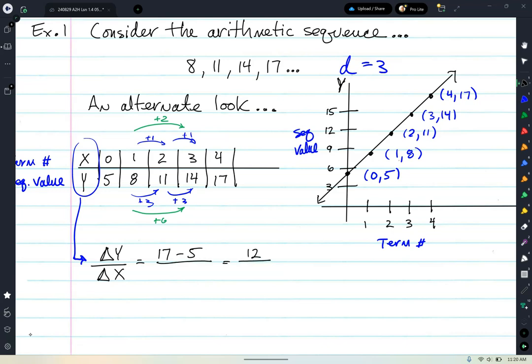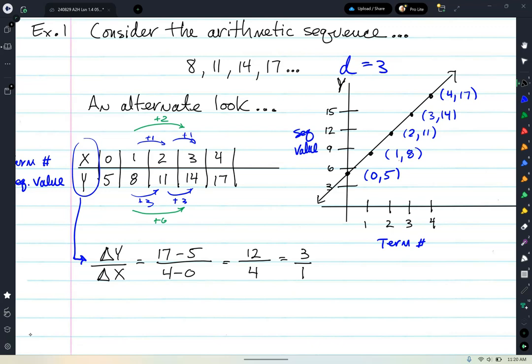So if we went from the sequence value 17 to the sequence value 5, what would we have to do in terms of term numbers? We'd have to go from 4 to what? 0. Okay, so from 4 to 0, which is 4. And what's that simplified to? You divide both by 4. You get 3 over 1, which is really just 3. That's the common difference.